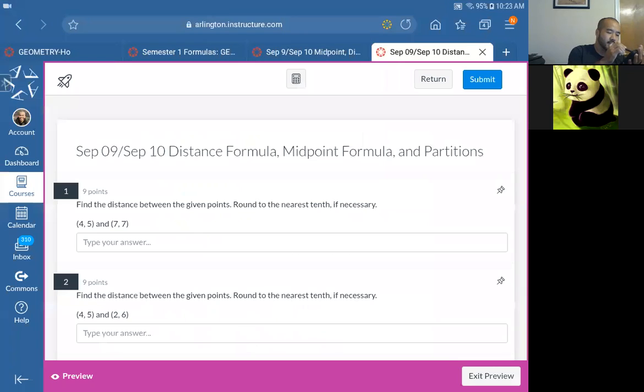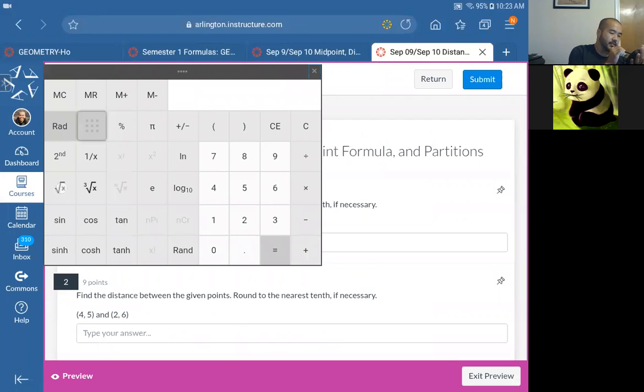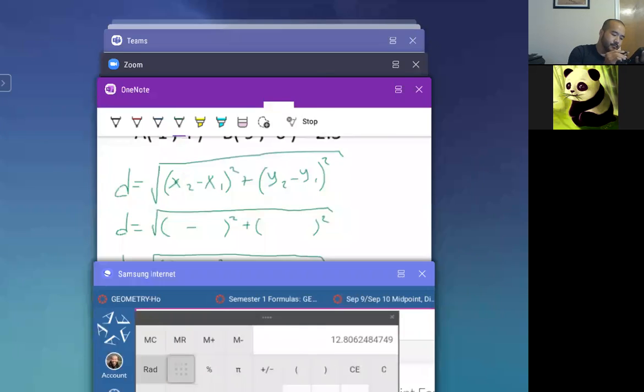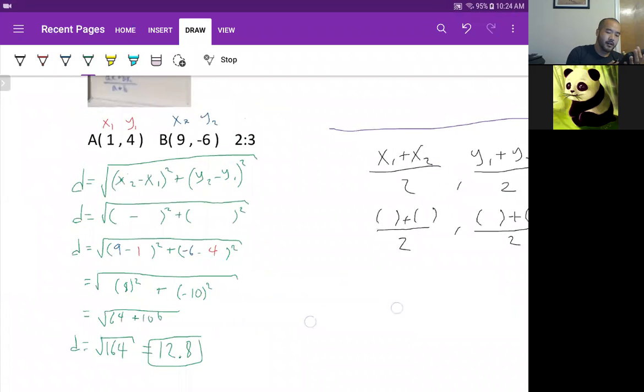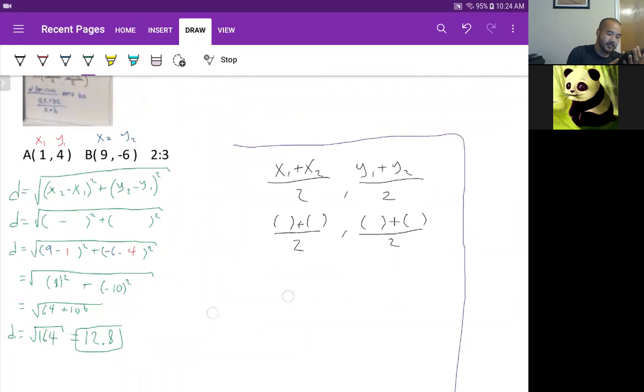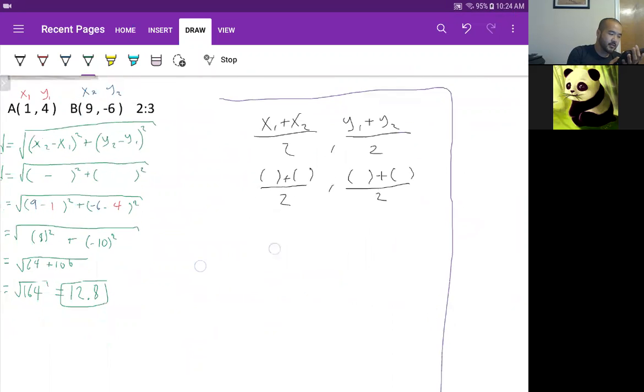on Canvas, you have this calculator here. So to find that, you do this, square root of 164, 12.8. So that's approximately 12.8. That's the distance formula. Let's take these same points and let's do the midpoint formula with them next.